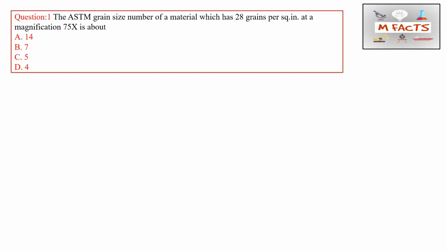So we have a question: the ASTM grain size number of a material which has 28 grains per square inch at magnification 75x. Okay, so we will see this question later on after understanding the concept. For now we will see the concept of this question. So I will tell you the formula and the possible changes and possible variations they can make during the examination.